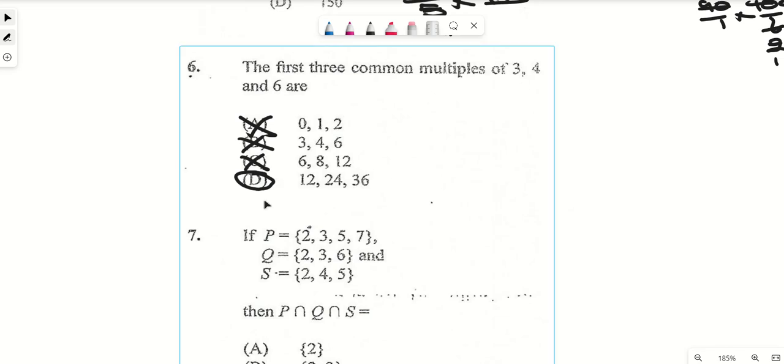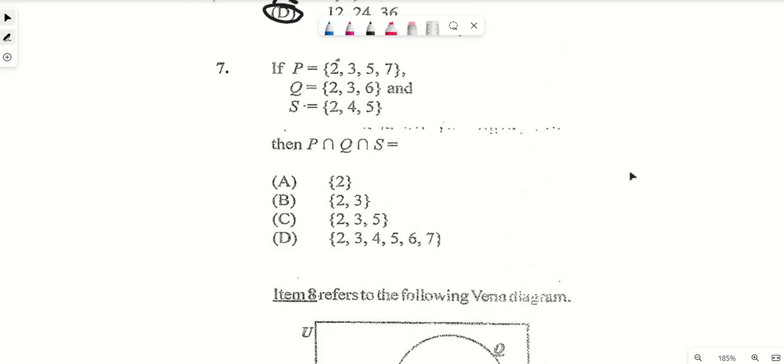All of these numbers must work, so 3 could go into 12, yes. 3 could go into 24, yes. 3 could go into 36, yes. Then you go 4. 4 could go into 12, yes. 4 could go into 24, yes. 4 could go into 36, yes. Then 6 could go into all of these numbers, right? That is how you have to find the first 3 common multiples. This one is a repetitive question. They ask you what is P intersect Q intersect S, meaning what do these 3 sets have in common? They have 2 in common, which is E.